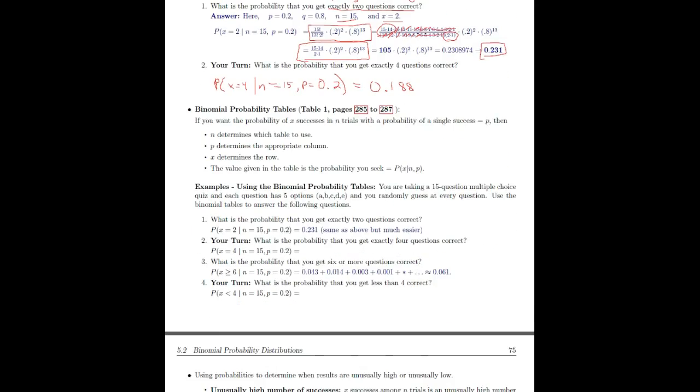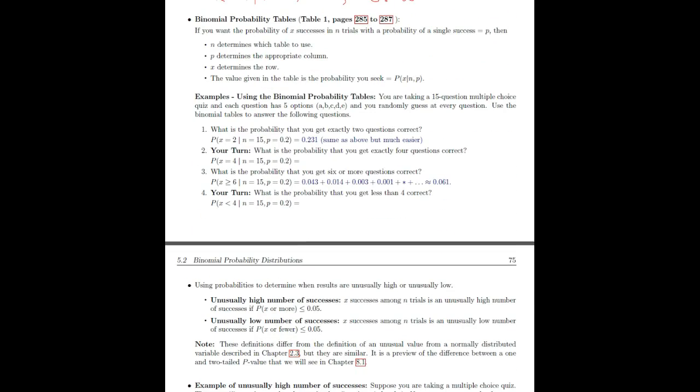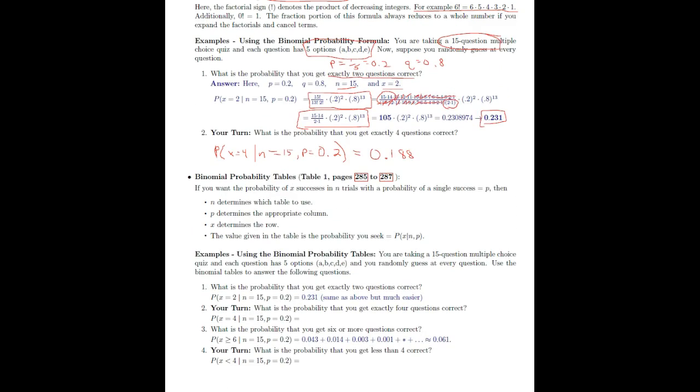So also in the back of the textbook, we have these things called binomial probability tables, which you can use.